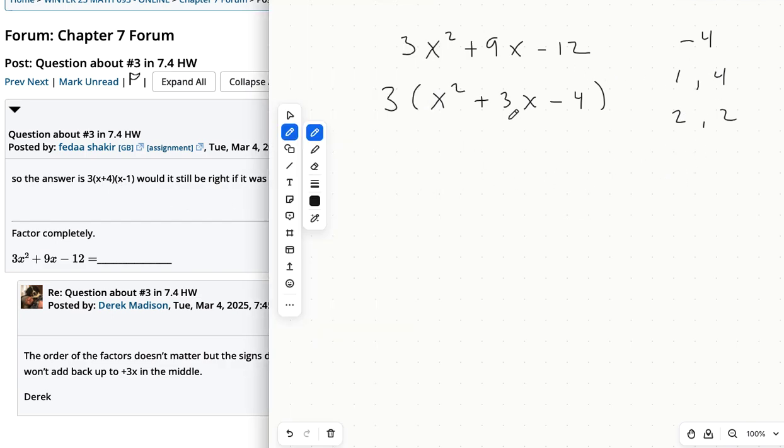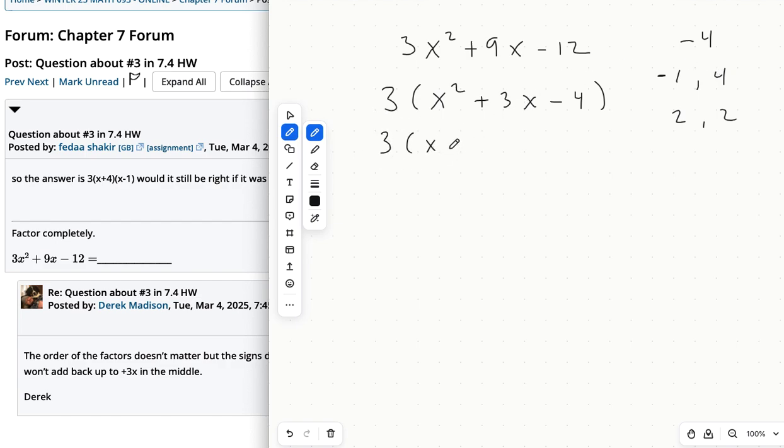So if I did that, and I put the negative right there, 1 times -4 does multiply to be -4, but 1 plus -4 doesn't add to be 3. So that's what I was saying, it has to add to be that middle term. And adding back to that middle term is how you know which of the pairs is the right one. So if I put the negative on the 1, -1 times 4 still makes -4 in the end, but -1 plus 4 makes the +3.